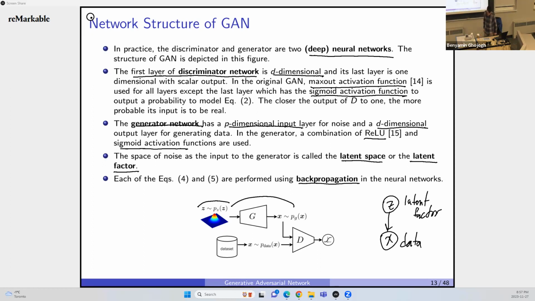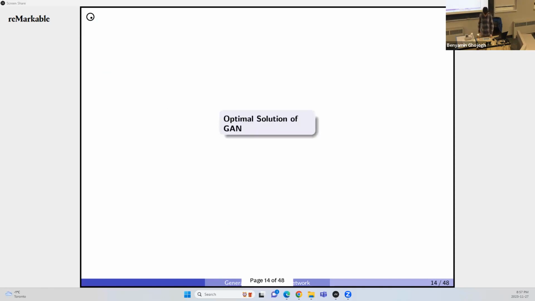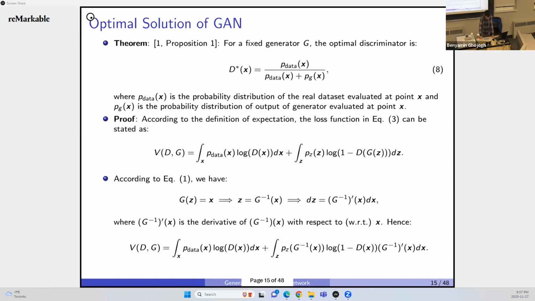Now, the optimal solution of GAN. Theorem: for a fixed generator, let's analyze GAN theoretically. For a fixed generator G, what is the optimal discriminator? It's this. First, let's see if it makes sense, and then we go to the proof. Does it make sense? You tell me. So D star is this for a fixed G.